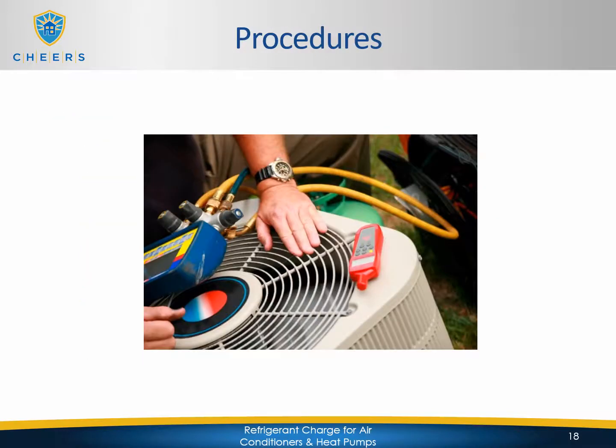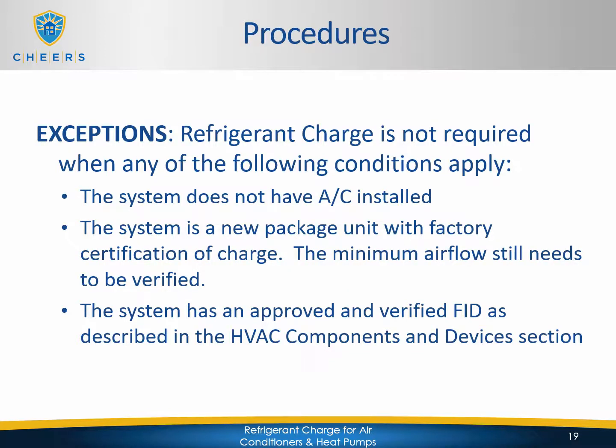And now we'll be covering the actual testing procedures. While refrigerant charge is prescriptively required in climate zones 2 and 8 through 15, and may also be required if it is taken outside of those climate zones on the performance method, there are several situations in which the refrigerant charge does not apply. For example, the first one here, the system does not have air conditioning installed. If there is no AC system that uses refrigerant, there's no way to do that refrigerant charge, and so it will be removed as a required test.